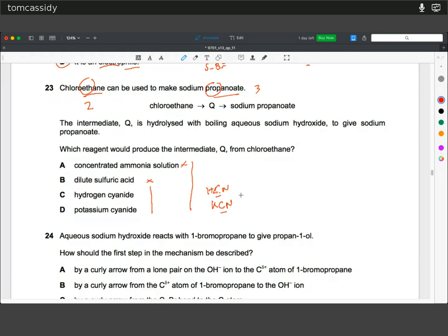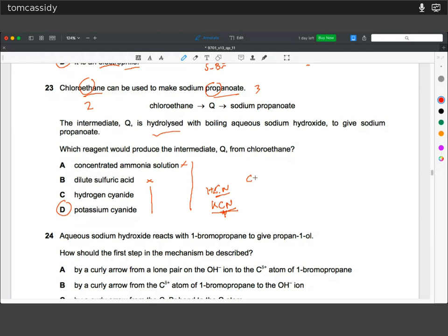Now, just look back through the question. Hydrogen cyanide is a gas. Potassium cyanide, you can make a solution of that. You're boiling here. You're in aqueous solution. You're talking about hydrolysis there. So the only one that's really a candidate is potassium cyanide, because that's something that you can dissolve in water. So you've got potassium cyanide there. It's got the additional carbon atom. It can add to the chain.